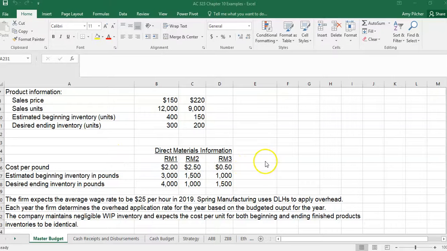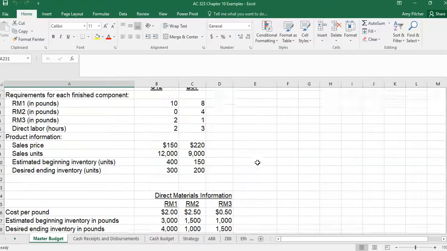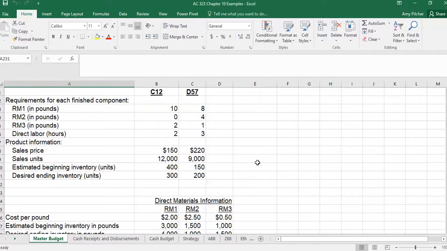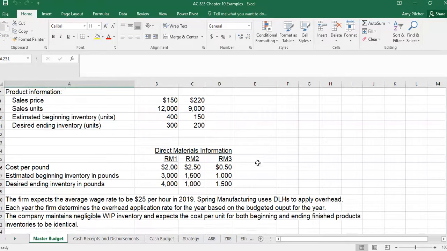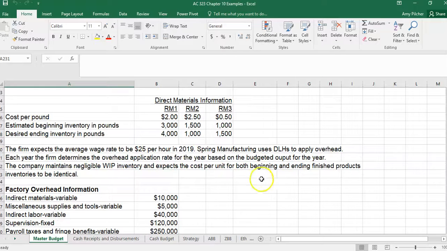In Chapter 10, we look at budgeting. In our first example, we're going to create a master budget given information about production and sales of two components, C12 and D57. So we have a lot of information about these two components.